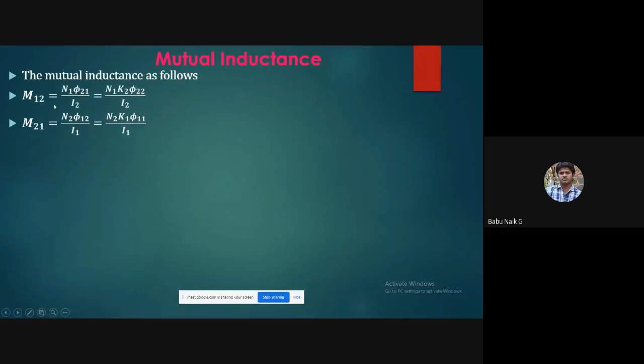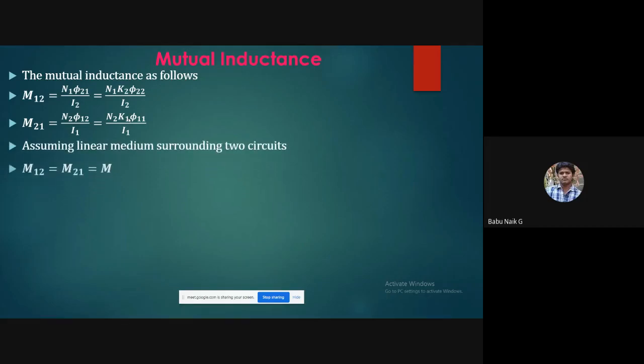So now you can calculate M12 equal to N2 phi 21 by I1, where phi 21 is the flux that links with the secondary circuit, which is K2 into phi 22 by I2. We have seen that in the last equation, which you can substitute here. In a similar way, M21 is equal to N1 phi 12 by I2, where phi 12, produced in circuit 1, links with circuit 2, that is K1 phi 11 over I1. Now, assuming a completely linear medium surrounding the two circuits, we are making these two, M12 and M21, equal.